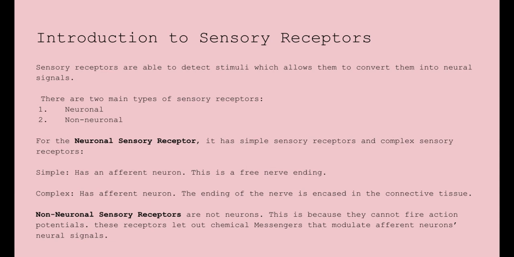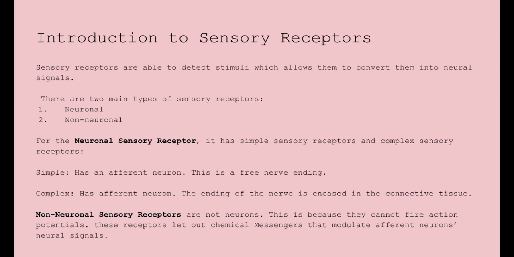So, let's get an introduction to the sensory receptors. Sensory receptors are pretty much specialized structures that help us detect and respond to the environment that we live in. These receptors convert the stimuli into neural signals that get processed and sent to our brain. And we have two main types of sensory receptors. We have neuronal sensory receptors and we have non-neuronal sensory receptors.